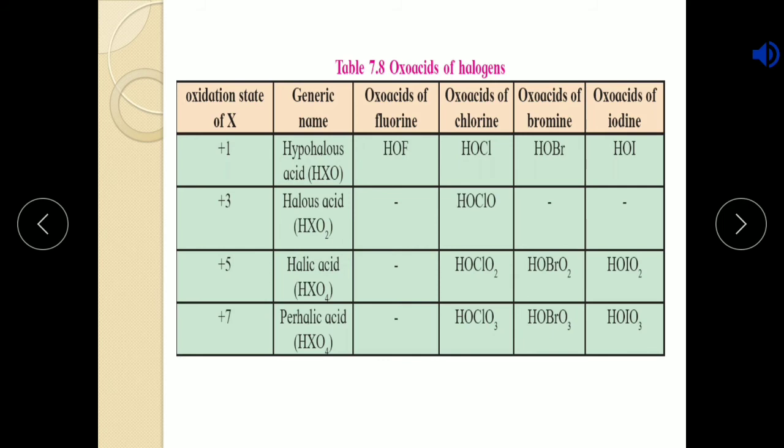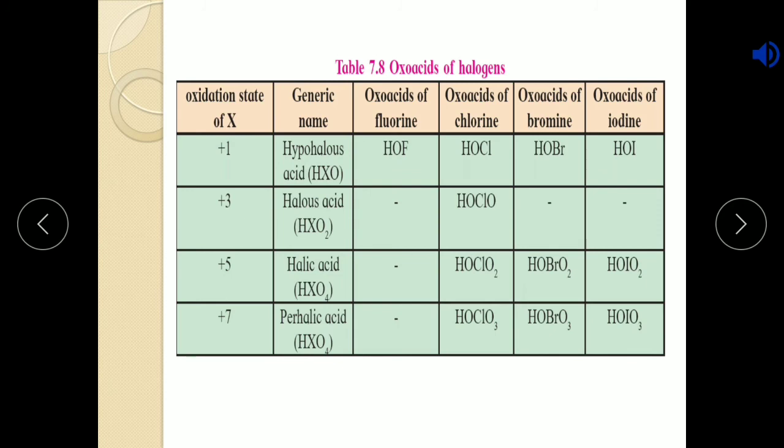In the same way, bromine also forms a variety of oxoacids. First one is hypobromous acid with oxidation state +1. Next one is bromic acid, HBrO3, oxidation state +5, and perbromic acid with oxidation state +7 and formula HBrO4.